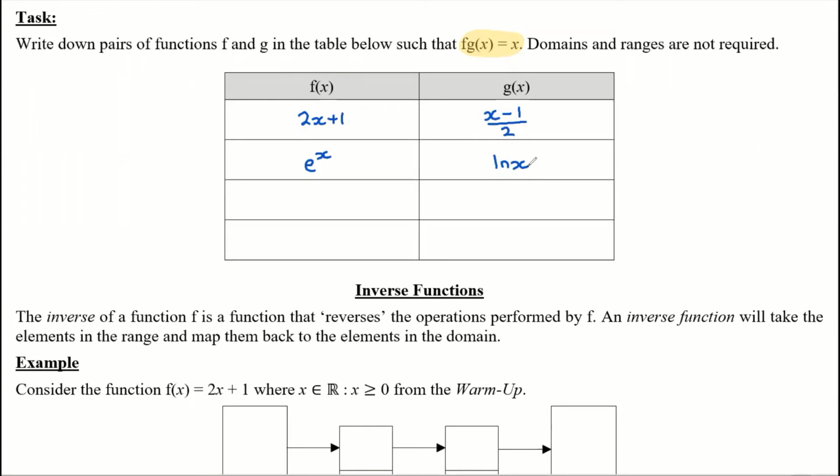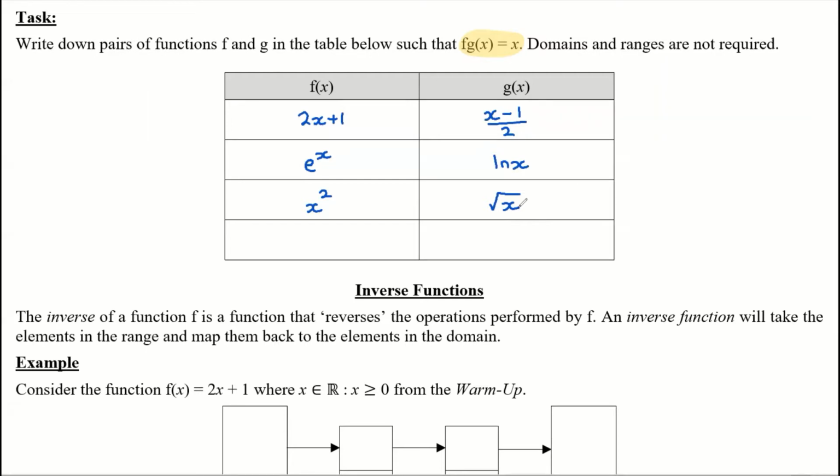Lots of different examples. So another one could be x squared and the square root of x. Now that one, you have to be careful, of course, with your input there, because if you're taking the square root, the x would have to be positive. And there's all other kinds. So you can play around with that to your heart's content, really. So there's 3 examples that I've just written on the board. You can come up with as many as you like.